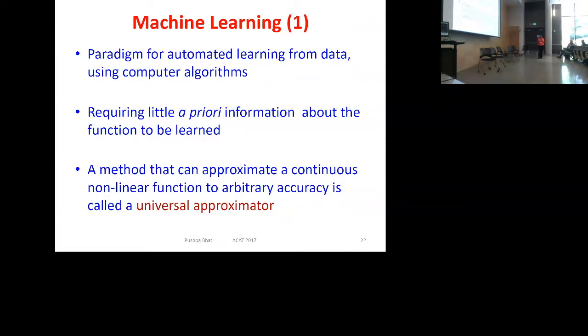Machine learning, simply put, is a paradigm for automated learning from data using computer algorithms. It requires little a priori information about the function to be learned, and it's a method that can approximate a continuous nonlinear function to arbitrary accuracy, and it's called a universal approximator. And there are strong mathematical, statistical underpinnings for these methods, and so I think these are very robust and well understood in a statistical analysis.